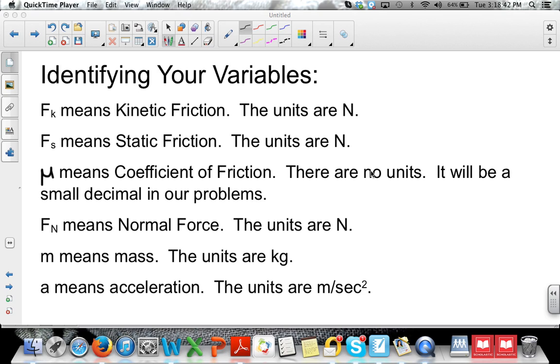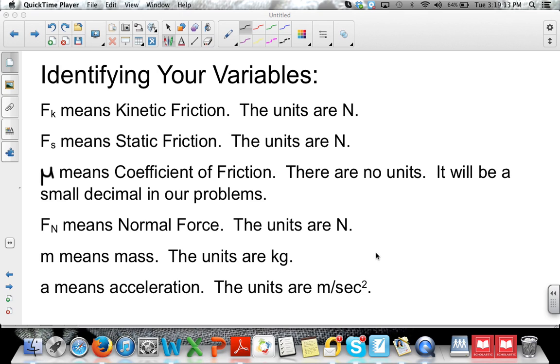So we'll have a lot of practice for this, but these are just some general rules to remember when looking for your variables. So if you're trying to find the coefficient of friction, it will either be called mu, or they will say it's the coefficient of friction if it's given in your problem. And it's going to be a decimal. And that coefficient of friction is different than the friction force. The friction force can be calculated using the coefficient of friction, but they are not the same number.